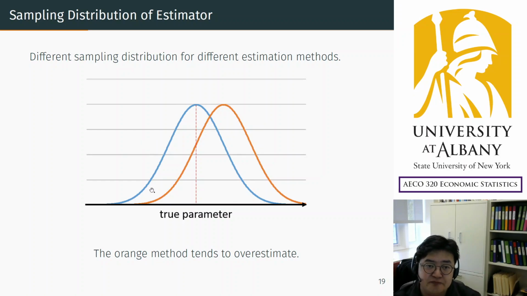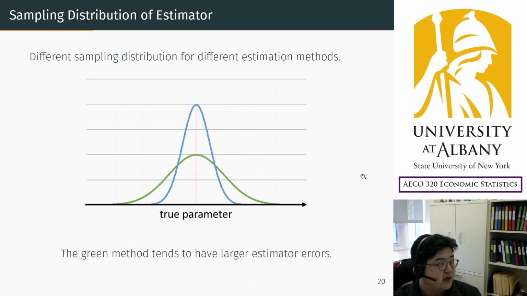That is one example. In another example, now you have a blue estimator and a green estimator. How can you compare them? Now they are both correctly centered at the true parameter, so none of them has an overestimation or underestimation problem. Their difference is the spread, the variability. The green estimator is more variable than the blue one.